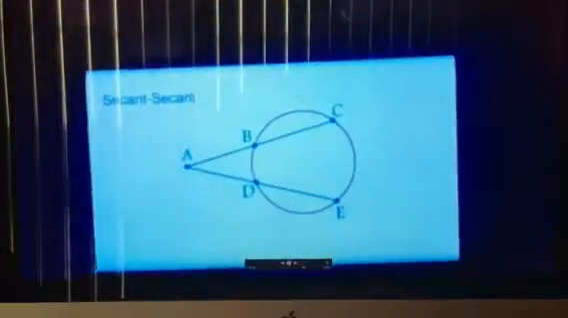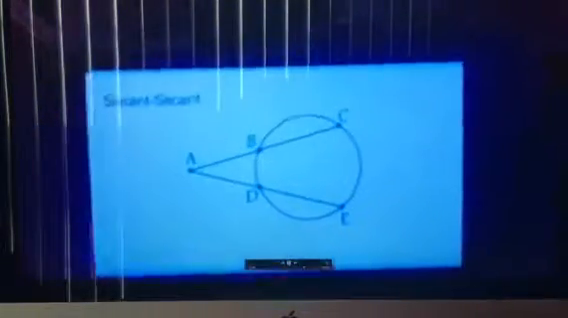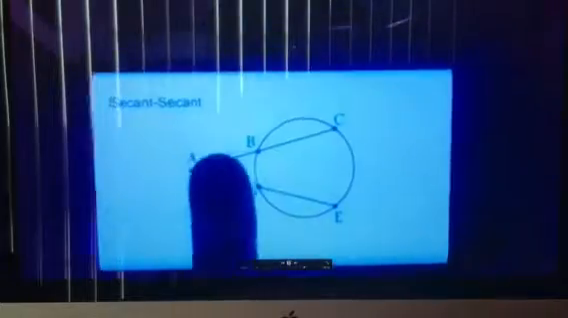Next is the secant angle theorem. The exterior angle formed by two secant lines is equal to the larger arc minus the smaller arc formed by the two secant lines, divided by 2. Here's an example of that. So this exterior angle is equal to this large arc minus this smaller arc divided by 2.